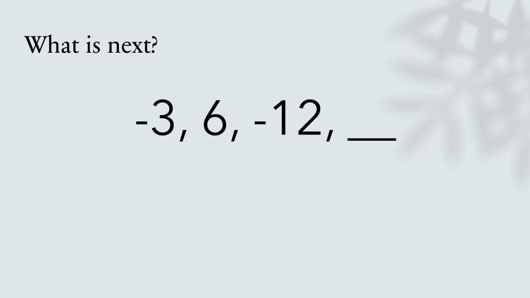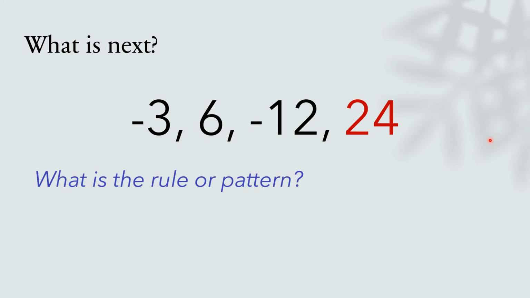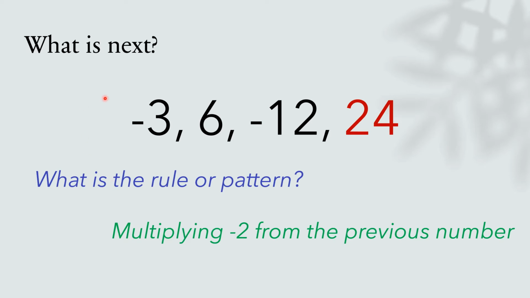Let's have another example. What is next to negative 3, 6, negative 12? The next term is 24. Let's have the question. What is the rule or pattern? It is multiplying negative 2 from the previous term.